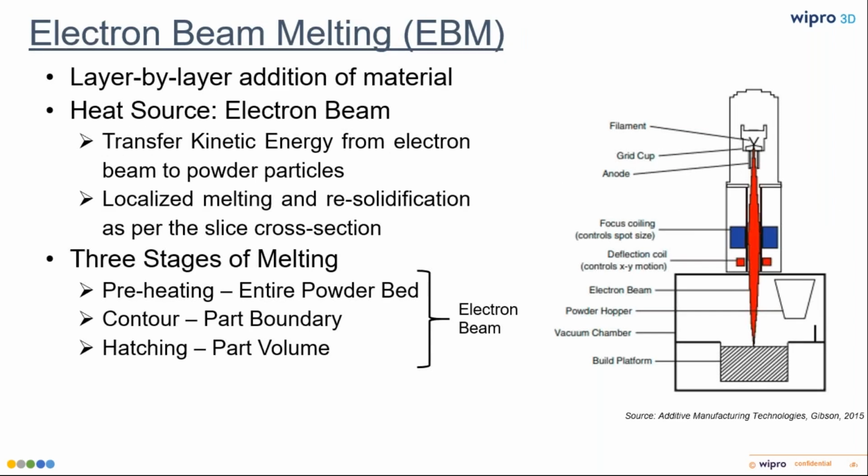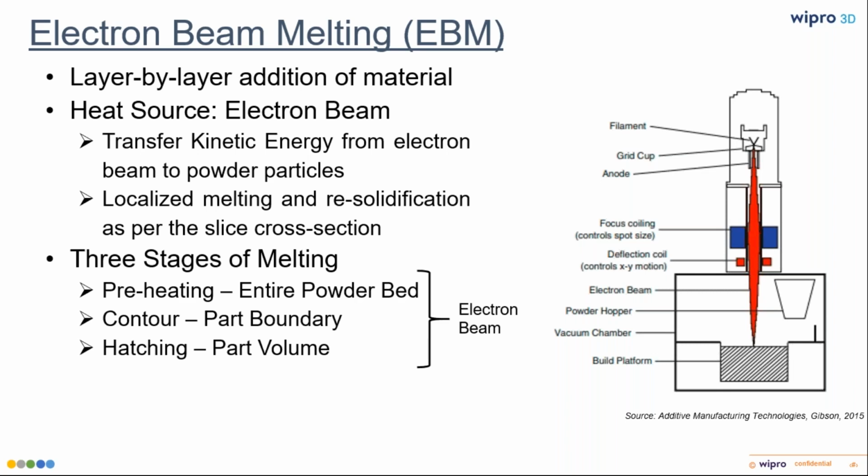Firstly, I'll be talking about electron beam melting, wherein you have a tungsten element and the electrons are emitted from this tungsten element. Nowadays, they often use single quartz crystal, and these electrons get accelerated to an anode, and then they're incident on the powder bed, and the energy that these electrons carry is in the form of kinetic energy, which is converted into heat energy when they collide with the powder particles.